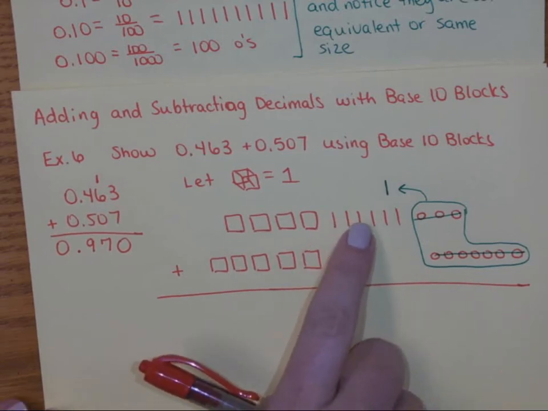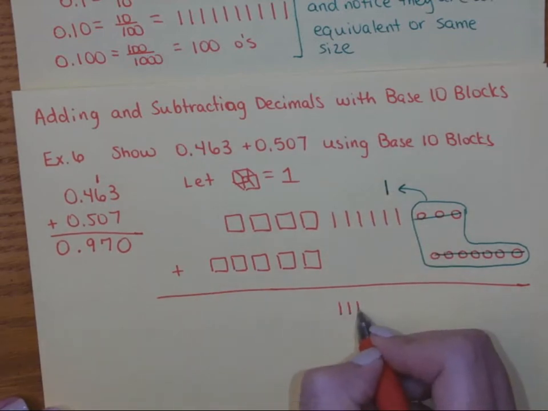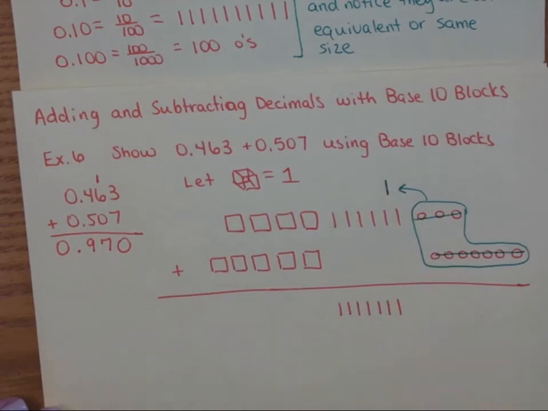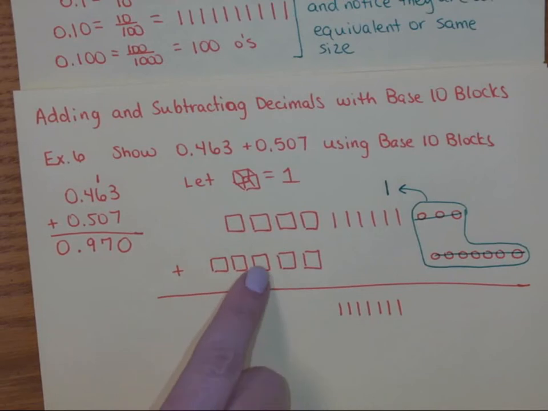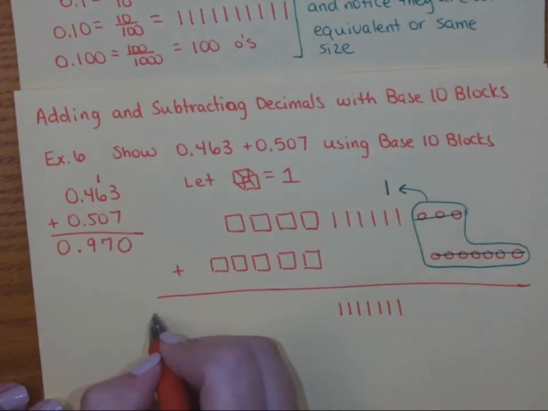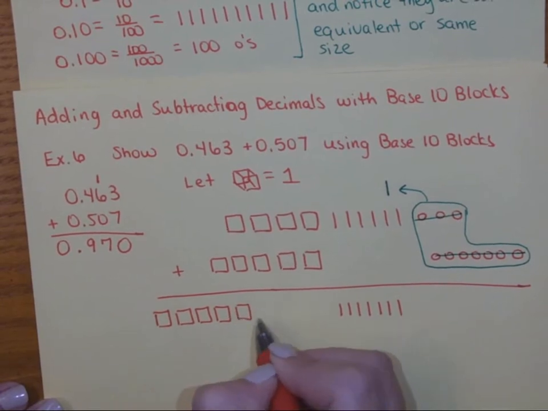We get 1, 2, 3, 4, 5, 6, 7 of these, so we don't need to regroup them. We only regroup when we have groups of 10 in our number system. And then notice we have 1, 2, 3, 4, 5, 6, 7, 8, 9, so we don't regroup those either. It's a little tedious to draw 9 of them.